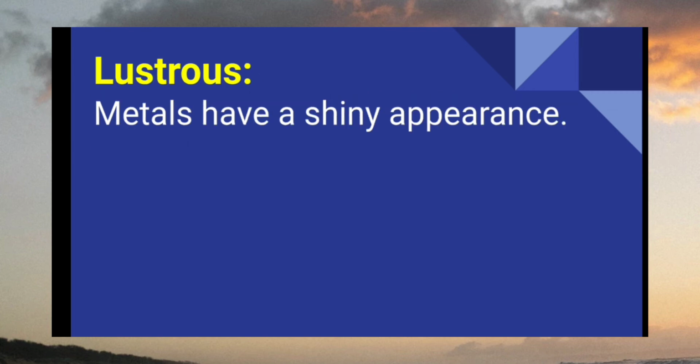Then the next property is lustrous. Lustrous means metals have a shiny appearance. We make different ornaments from metal. A substance which has malleability, ductility, heat and electricity conductivity, sonorous and lustrous properties is called a metal.